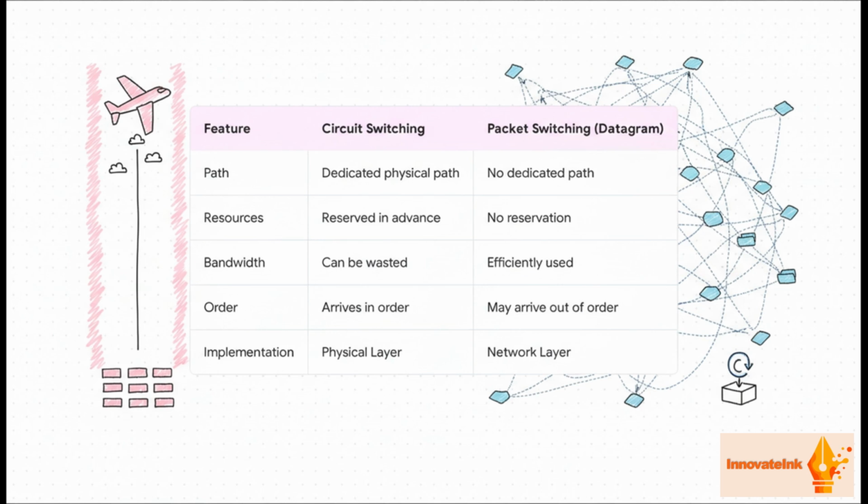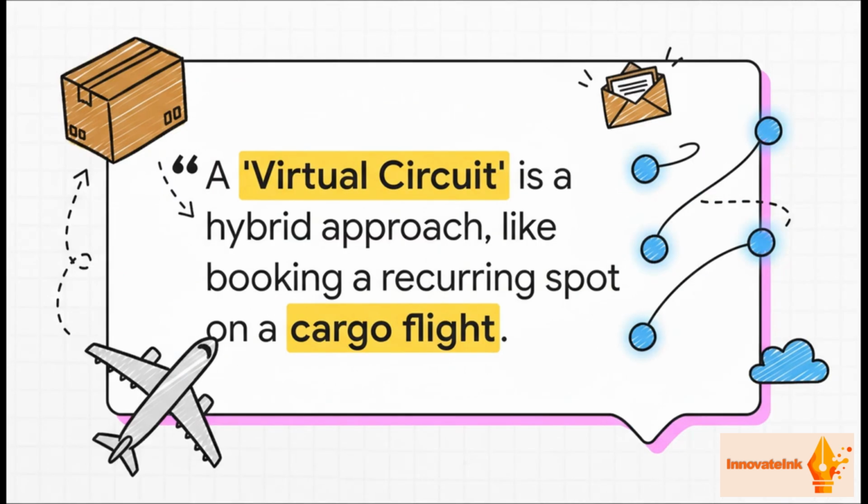Packet switching, on the other hand, is all about efficiency. It makes sure the network's roads are always being used by someone. The trade-off? Well, your packages might show up out of order, and it's up to the system to put them all back together correctly. So you've got this one extreme, the super reliable but potentially wasteful private plane, and the other, the super efficient but chaotic postal service.